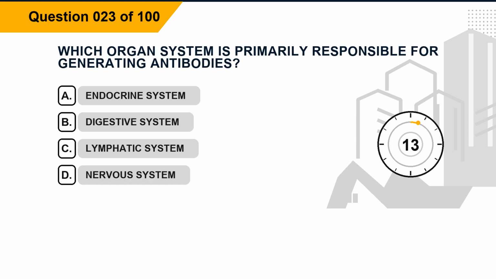Question 23. Which organ system is primarily responsible for generating antibodies? Option A. Endocrine system. Option B. Digestive system.